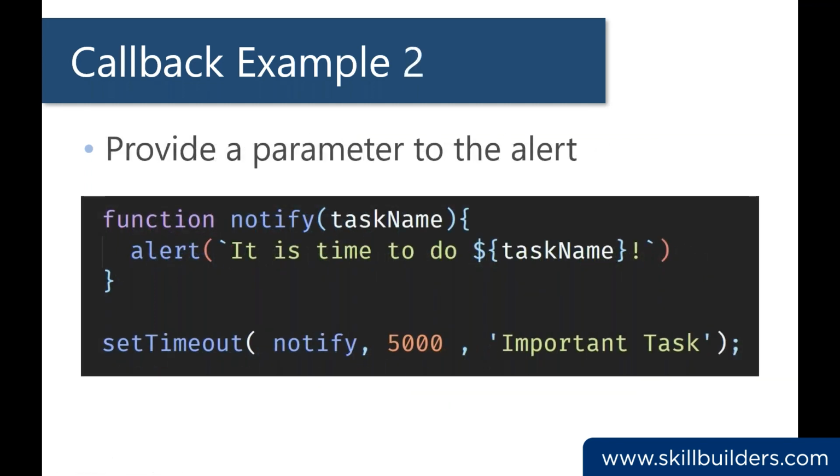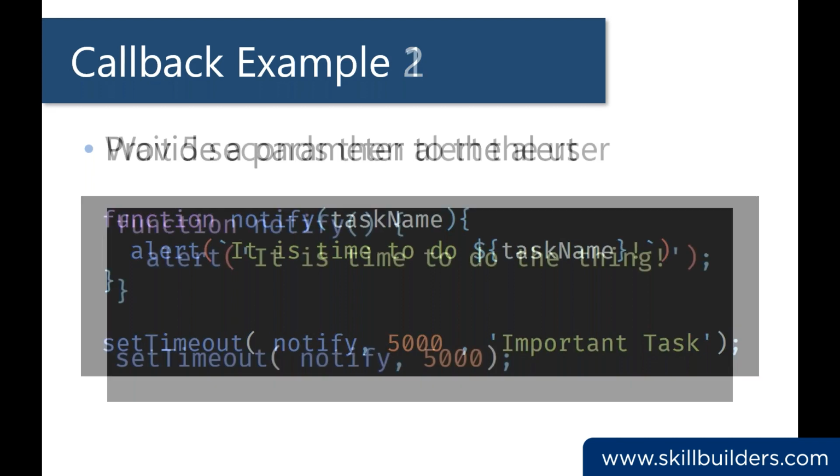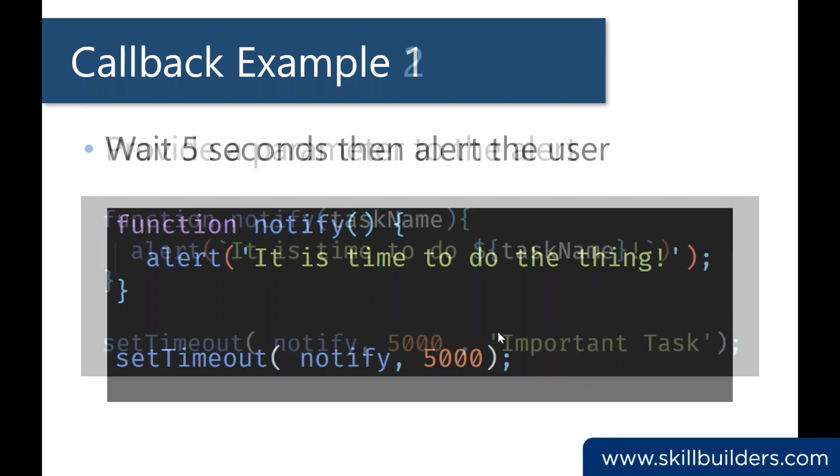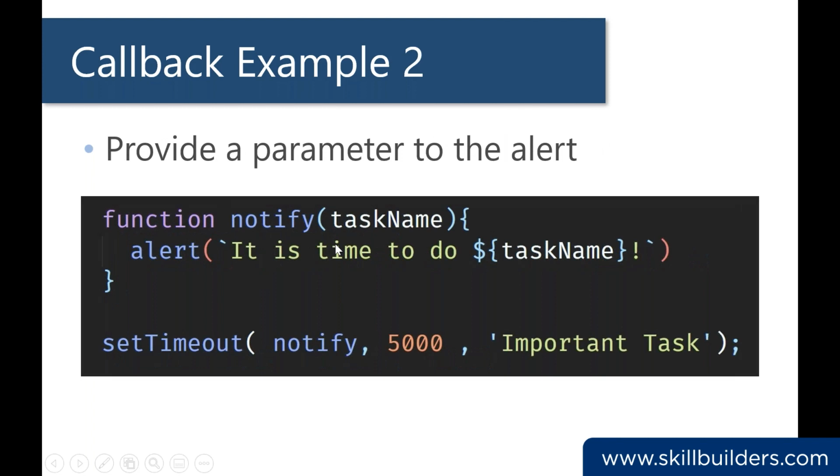Another way that we can use callbacks, and this is, I think, more accurate, is that we can provide parameters. If we go back to the previous example, you can see that my notify function does not take any parameters. It just says the same thing every time. Well, in my second version of the notify function, we can see that it takes in a task name, and I'm using a template literal here to reference that task name in this string. So you can see there's a little backtick. And if you want to bind a value into a template literal, then you use a dollar sign and curly brace, and then you can reference a value here.